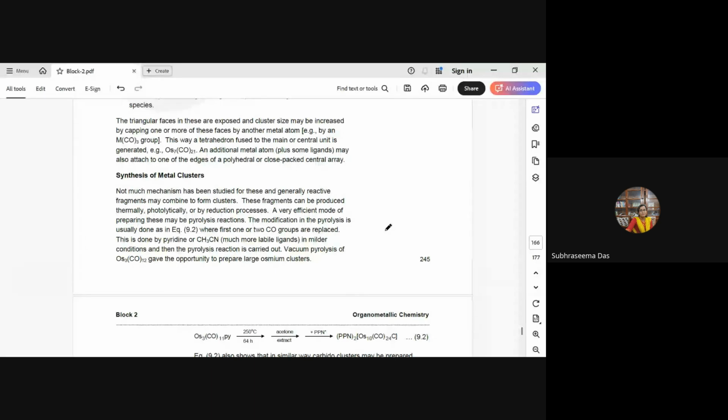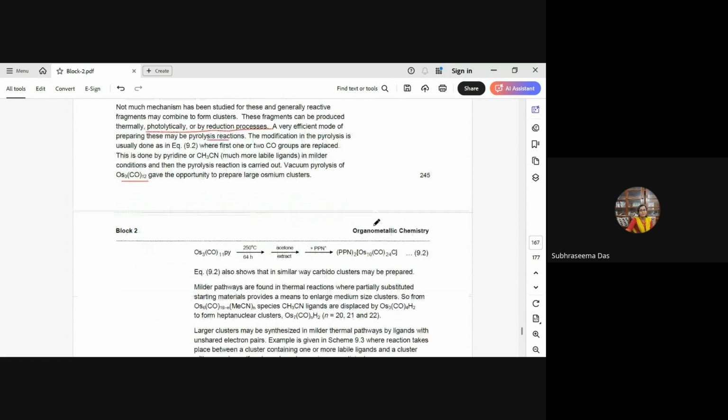Not much mechanism has been studied for these, and generally reactive fragments combine to form the clusters. These fragments can be produced either thermally, photolytically, or by reduction processes. A very efficient mode of preparing these clusters is the pyrolysis reaction. Here this is done by using pyridine or CH3CN in milder conditions, then pyrolysis is carried out. Vacuum pyrolysis of Os3(CO)12 gives rise to a large number of osmium clusters.